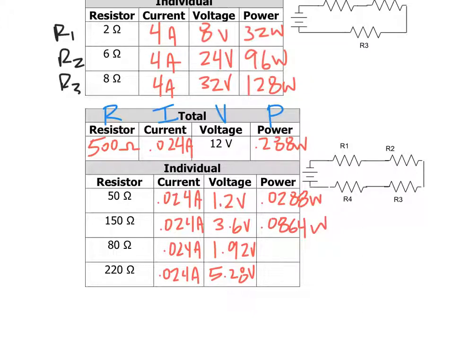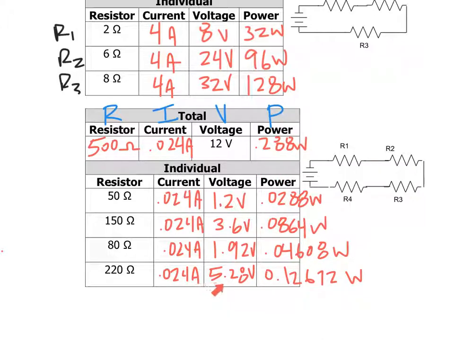0.024 times 1.92 is 0.04608. And the last one, 0.024 times 5.28 is 0.12672. And the reason I didn't round is because I wanted to show you that if I add my individual power values up, I will get 0.288. If I were to round all of these numbers to 0.13 and 0.05 and 0.09 and 0.03, when I added those up, I would get something a little off from 0.288. But if I keep all these values and add them up, I get 0.288.